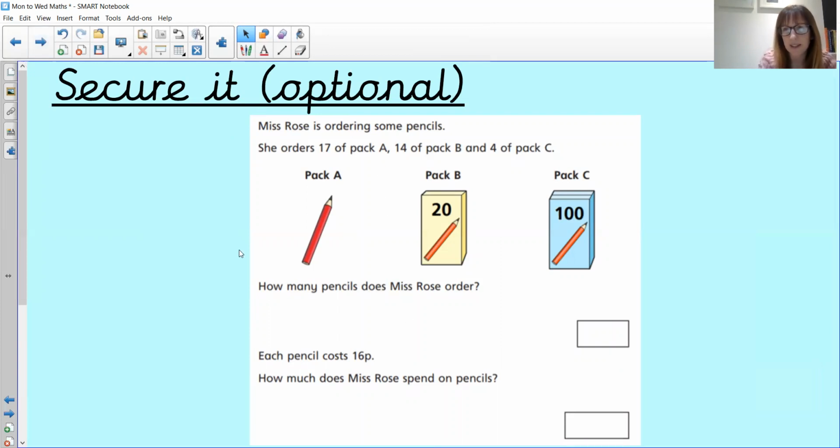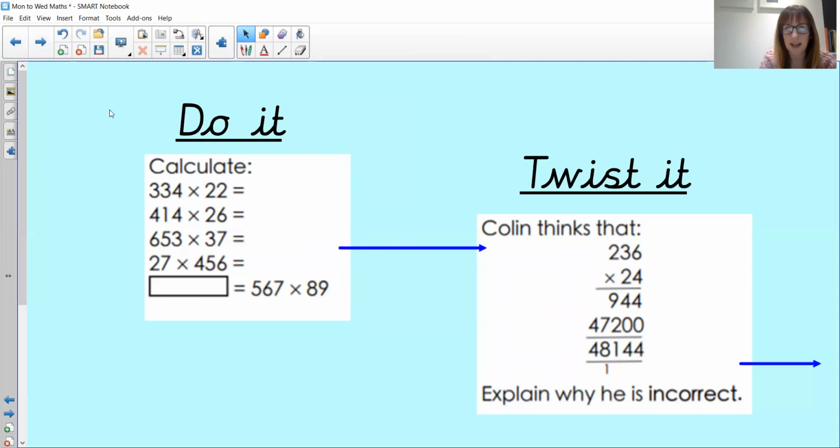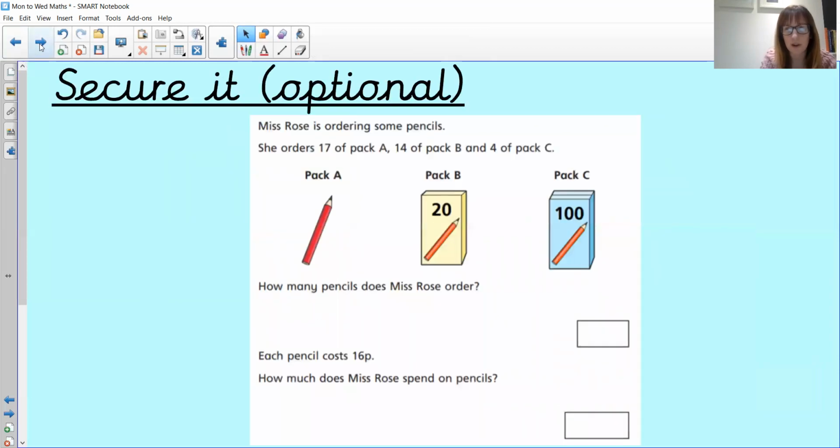And again, it would be lovely to see more people having a go at this secure it, even though it is optional. But if you whizzed through these quite quickly, which I think a lot of you are, then you should be having a go at the secure it, okay?